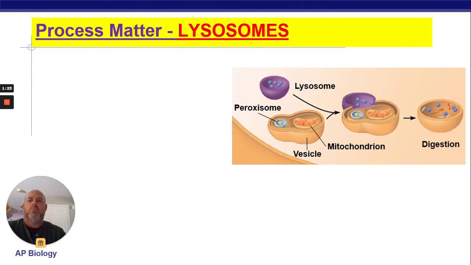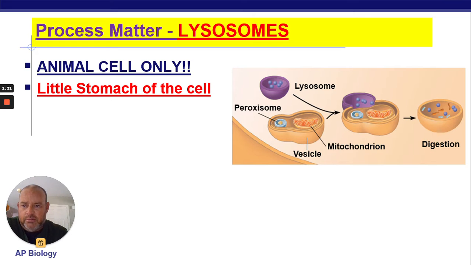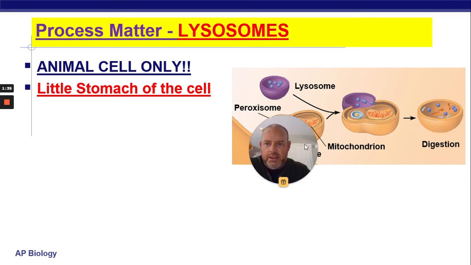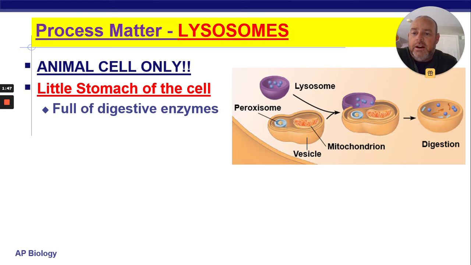So one of the organelles that deals a lot with matter is the lysosome. Okay. Now, this is an animal cell only thing. Plants do not have lysosomes. Okay. So it has several nicknames. The little stomach of the cell being one of them. I tend to refer to it as either the garbage disposal or the wood chipper because they kind of tear stuff up, or maybe the paper shredder. It's full of digestive enzymes, so that's what it's going to do.